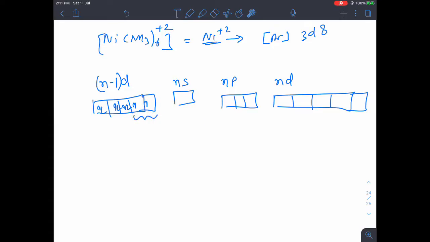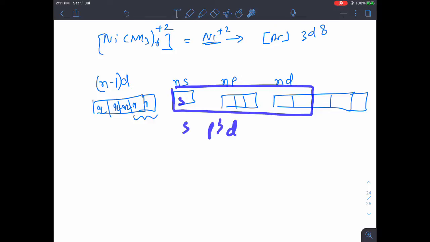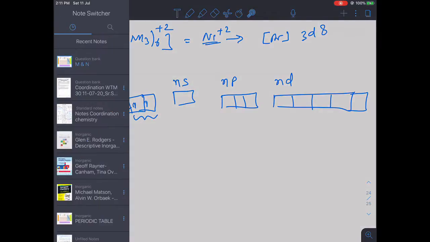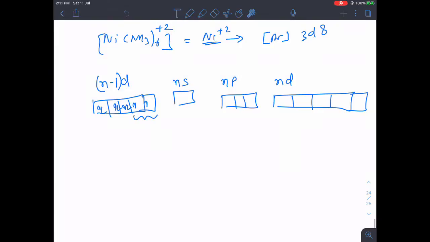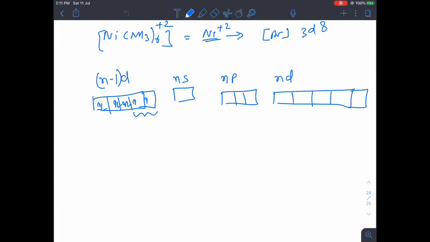In that case, we have to take outer d for the hybridization. So it will be sp3d2. So correct answer will be this only. Now if you want to check for the other option, you can go for it. For example, cobalt ammonia whole 6 plus 3. So if we take cobalt ammonia whole 6 plus 3, what is the oxidation number of cobalt? That is plus 3.